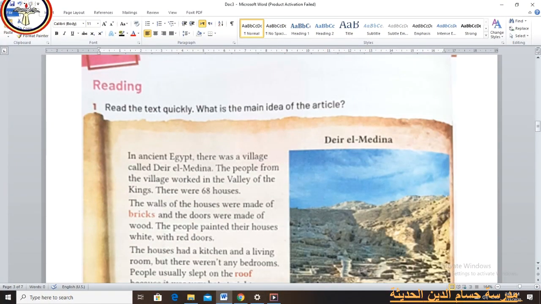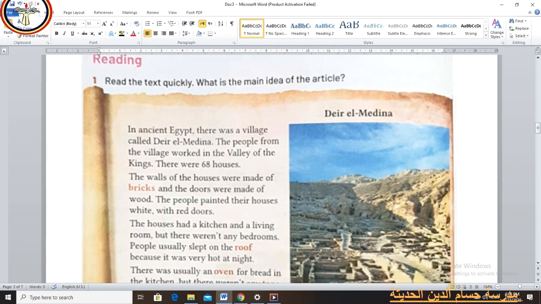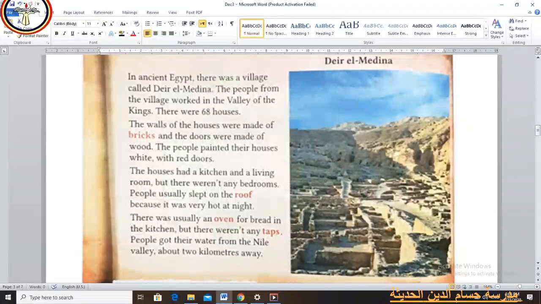Yes, we have here a reading to have together. Deir el Medina. In ancient Egypt, there was a village called Deir el Medina. The people from the village worked in the Valley of the Kings. There were 68 houses. The walls of the houses were made of bricks, and the doors were made of wood.